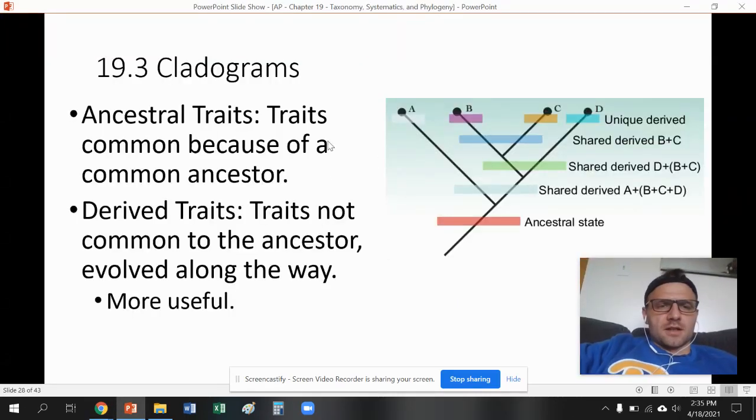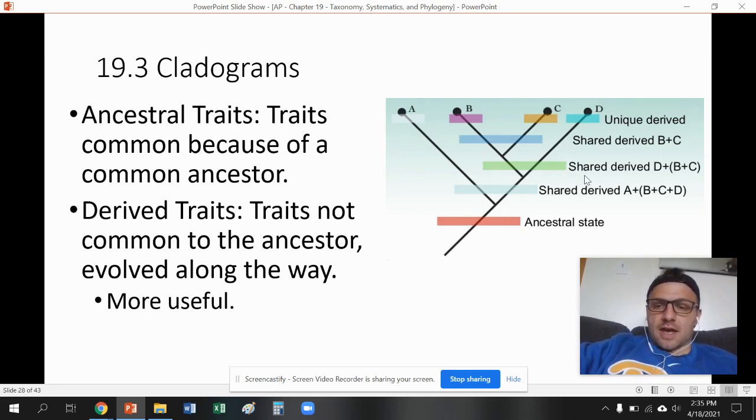All right, with these cladograms, we're going to see ancestral versus derived traits. Basically, ancestral traits are traits that are common because of a common ancestor. So you can see here, they have this ancestral state that's going to be found in A, B, C, and D. Because it evolved here, it's going to be seen in all of these organisms. Derived traits are not common in the common ancestor. You can see here, this is a derived trait because it evolved later on.